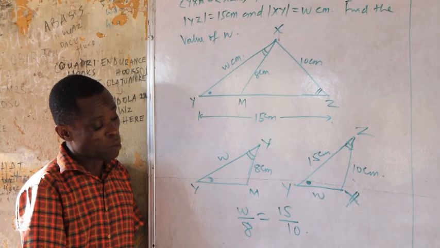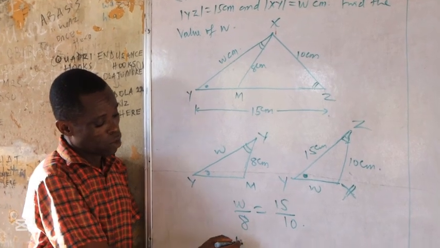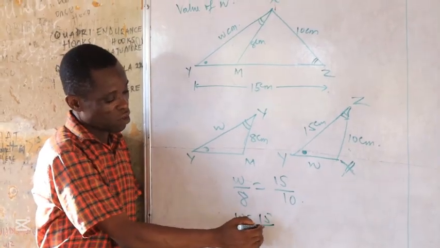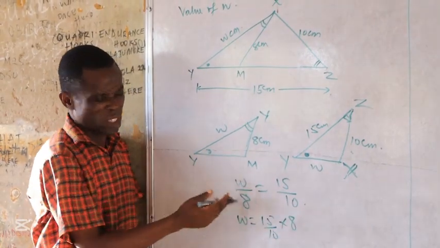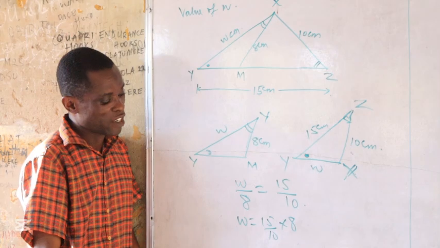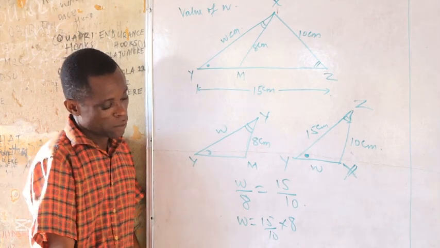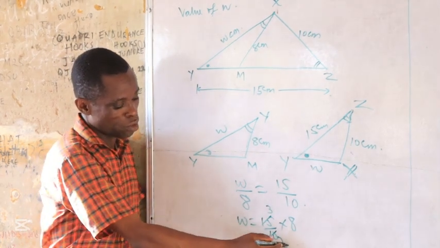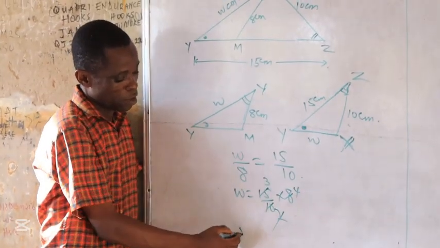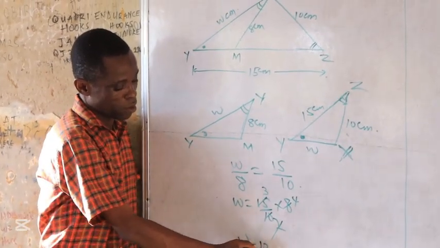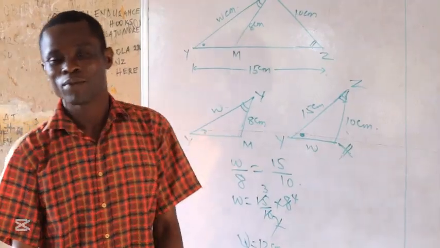So when you now cross multiply, W is equals to 15 over 10 times 8. I don't want to cross this 10. If I cross that, I still need to divide both sides by 10 again. 5 here, 3; 5 here, 2; 2 here, 1; 2 here, 4. W is equals to 12. It's very simple.